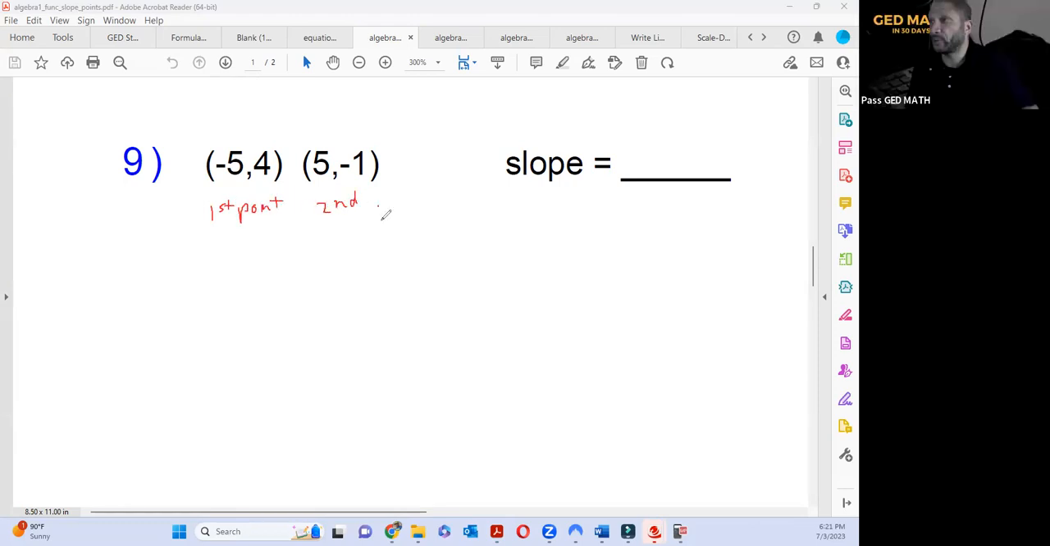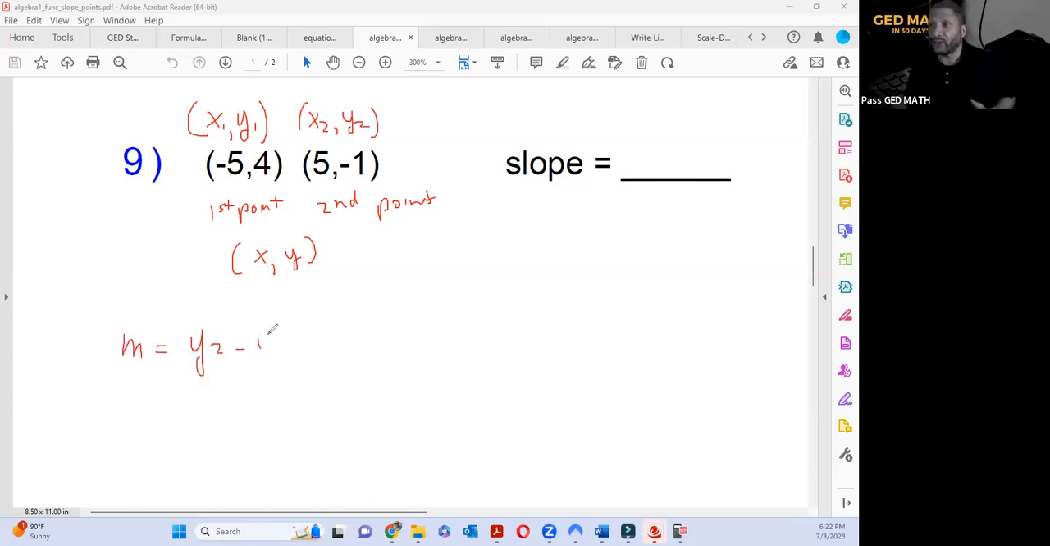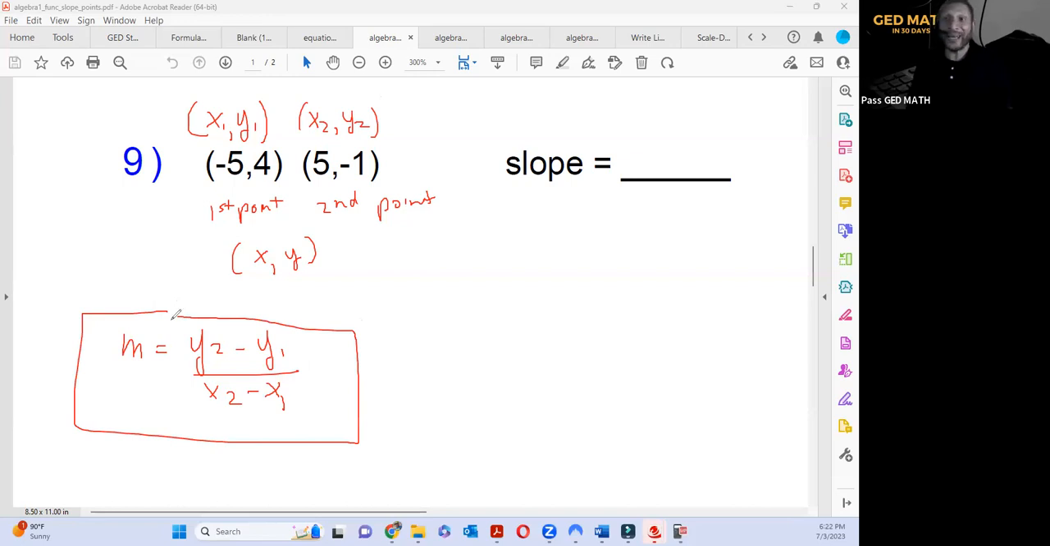This is my second point. Every point must have an X and a Y. Since this is my first point, I'm going to call this X1, Y1. Since this is my second point, I'm going to call this X2 and Y2. I'm going to go to my formula sheet and see that the formula says Y2 minus Y1 over X2 minus X1. You are not trying to remember it. Write it down every single time until you get it.